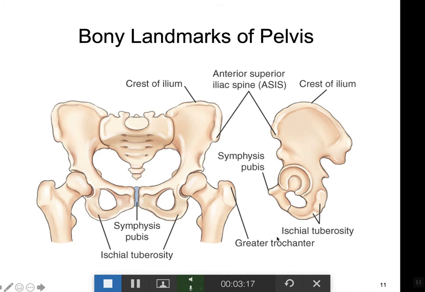Bony landmarks of the pelvis. You have your iliac crest, top of your crest, your anterior superior iliac spine, symphysis pubis, your ischial tuberosity, and then of course your greater trochanter.